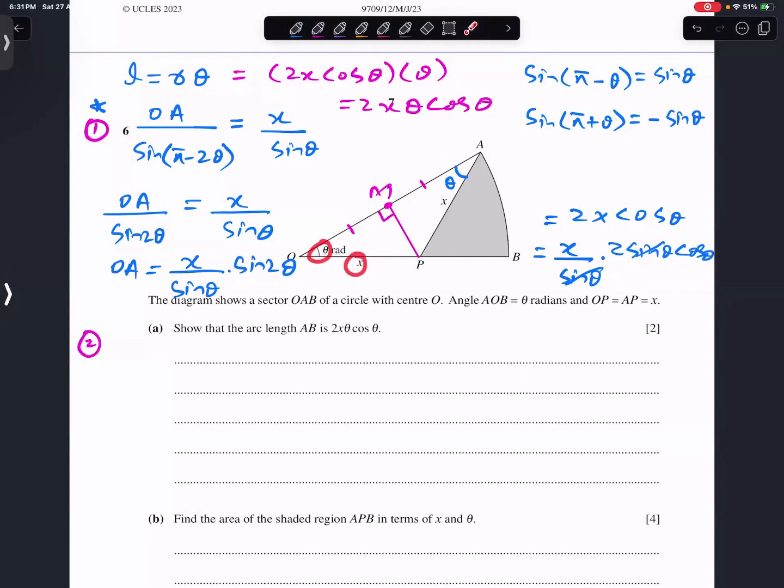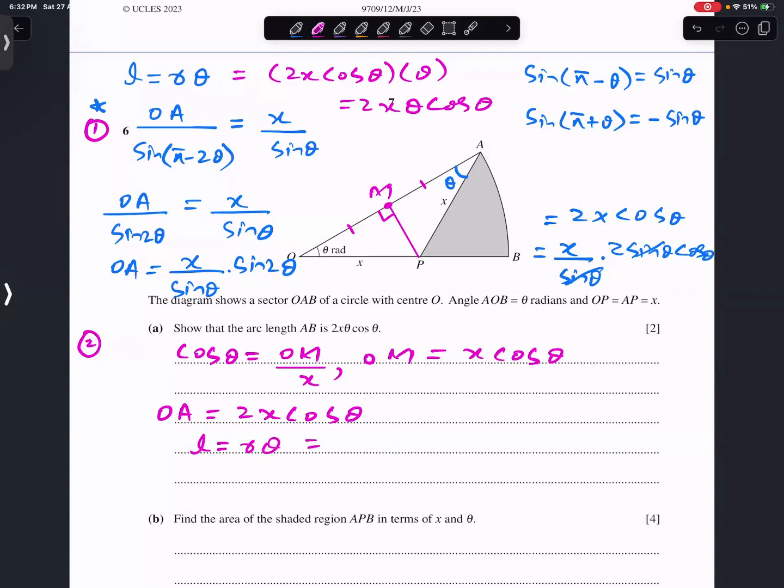Theta, X, and OM. So I can use cos. Yes, I can use cos theta is equal to OM over hypotenuse, which is X. So OM is equal to X cos theta. As you know that OA is twice of OM, so OA is just 2x cos theta. So arc length will be L is equal to R theta. So 2x cos theta is my radius, which is R, and theta is just theta. So this was my arc length of AB.